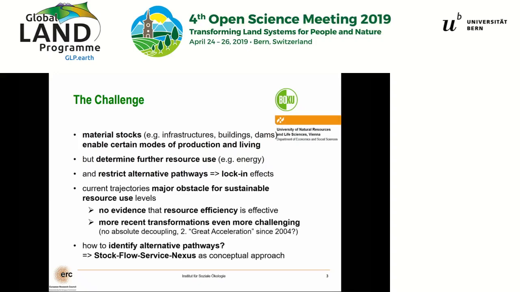And in the recent transformations in our data, we see that even since 2004 there is an even stronger increase in the use of resources for stock building. So there is what we have called, preliminarily, a second great acceleration. That means, in a similar way as after the Second World War, we see an increase after 2004. So the question is, how can we help, from a scientific perspective, to identify alternative pathways? And here we want to make use of this stock-flow-service nexus as a conceptual starting point for an alternative way, beyond looking only for efficiency, but looking really for alternative options.